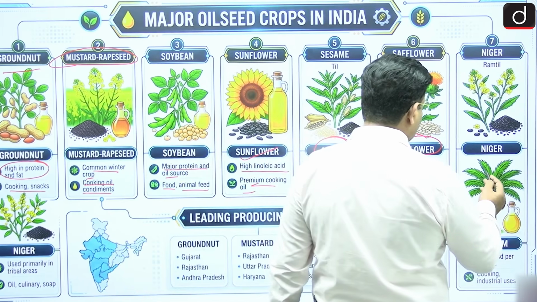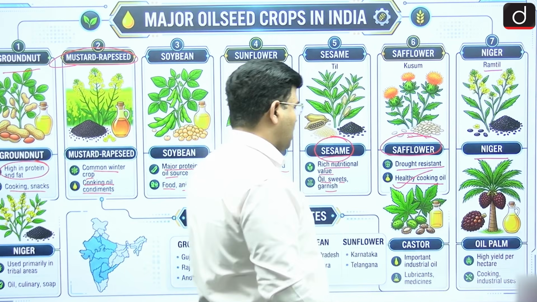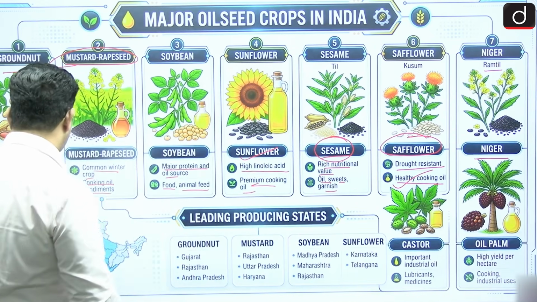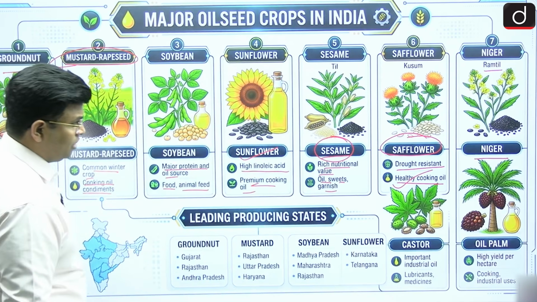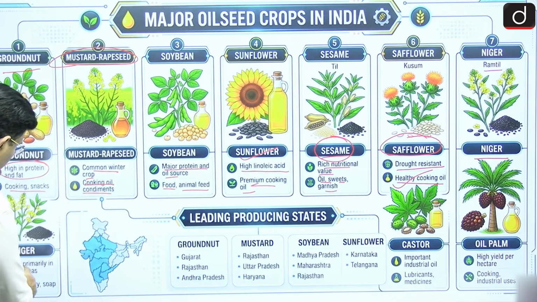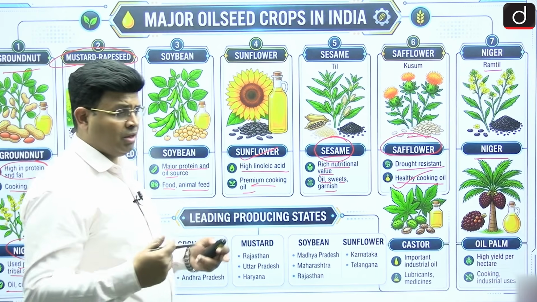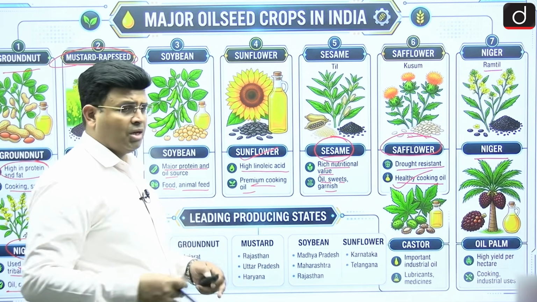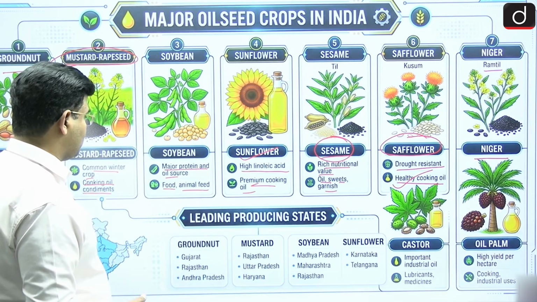And another one you can say is Niger. It is also a part of it. We can say that there is Niger here. It is an oil, and here you can say it is used primarily in tribal areas. This Niger, remember it as Niger country. You can remember it with the help of that oil, culinary, soap. It is an oil used in our different kinds of cosmetics, and the soap industry requires it.